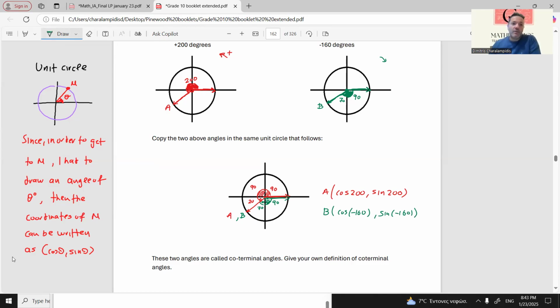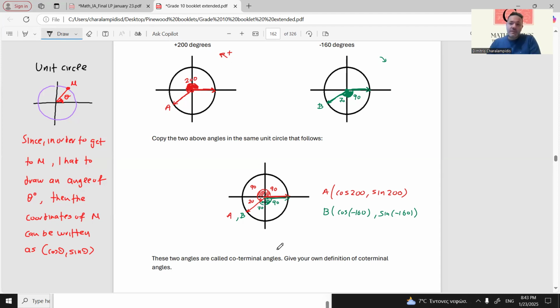What did I just say before? That A is on top of B, B is on top of A, which means that these two pairs of coordinates actually represent the same point, which makes them equal to each other. And that's the key of this video. Now, regarding these two angles, they are called coterminal simply because their second side is the same and the endpoint at which their second sides cut the unit circle is identical.